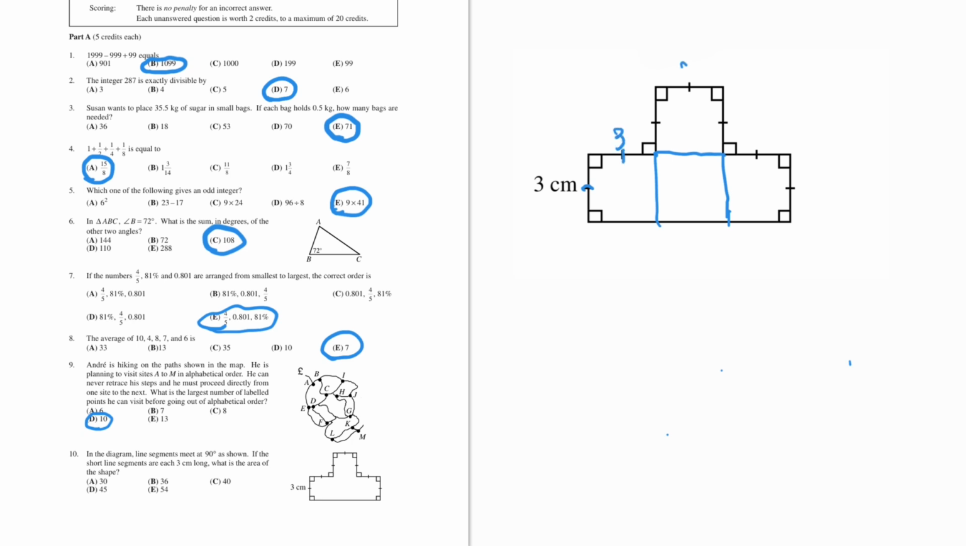So this is 3, 3, 3, 3. This is 90 degrees too. So each small square's area equals 3 times 3, that's 9. So each square's area is 9. Total together, 4 times 9 equals 36. The answer is B.